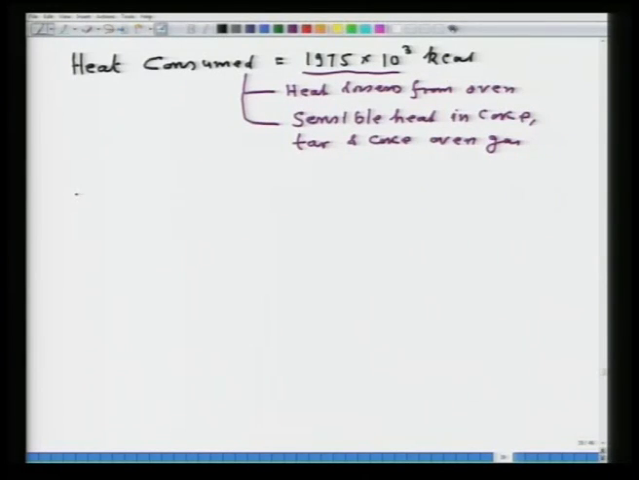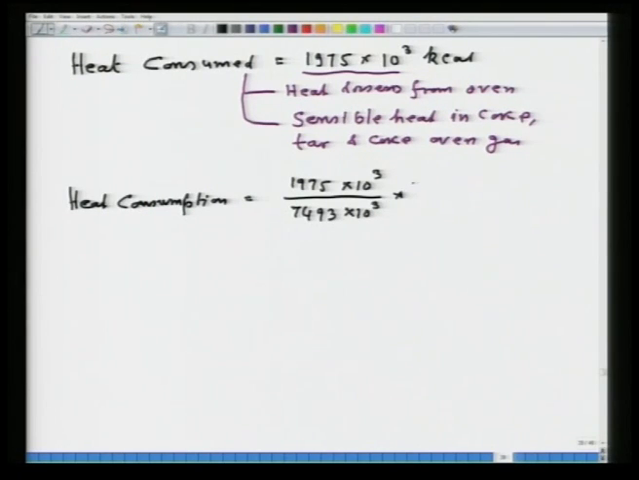So, now for understanding, we can refer this heat consumption to the original calorific value of coal. So, this will be 1975 into 10 to the power 3 upon 7493 into 10 to the power 3 into 100, that will be around 26.4%. Now, that means 26.4% of the calorific value of the coal is lost in heat losses from oven and sensible heat and so on.